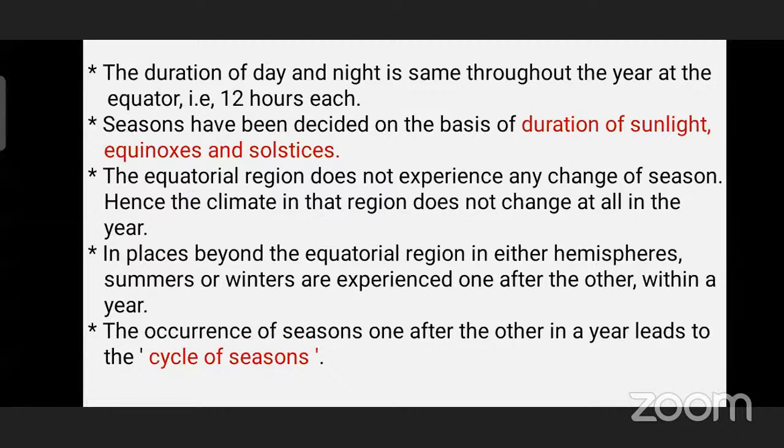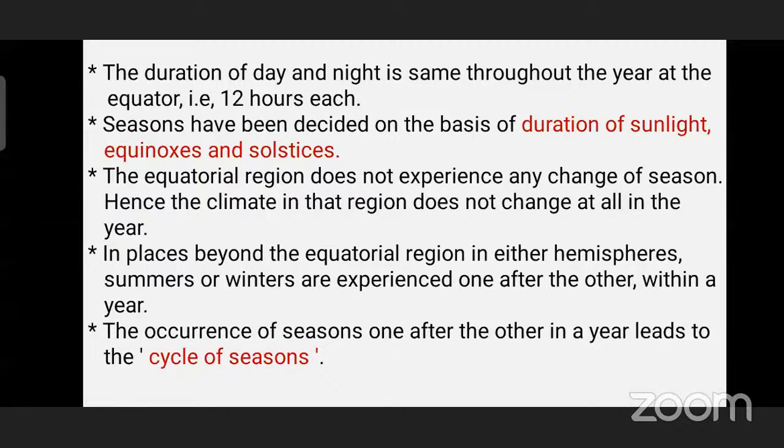Now next we are going to see why these seasons occur. Seasons have been decided on the basis of duration of sunlight, equinoxes and solstices. So these are the three reasons why seasons occur. We have seen equinoxes and solstices. Next, the equatorial region does not experience any change of season. As I have told you earlier students, the equator is always receiving sunlight. So there is no change in the season. It is having the same type of climate. Hence the climate in that region does not change at all in the year.